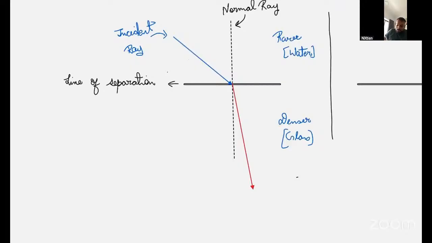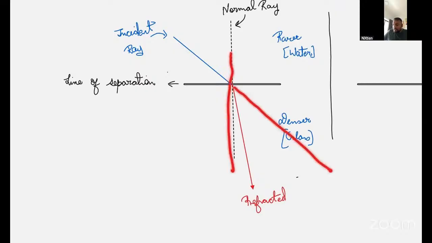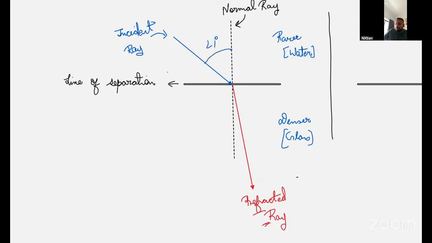You guys have to learn this. When light is traveling from rarer to denser, then light will move towards the normal. So, for example, this is a normal ray. If nothing is there, then light will travel straight like this, but it bends towards the normal. So this is the refracted ray. Here also we have angle i, between the incident ray and the normal ray.